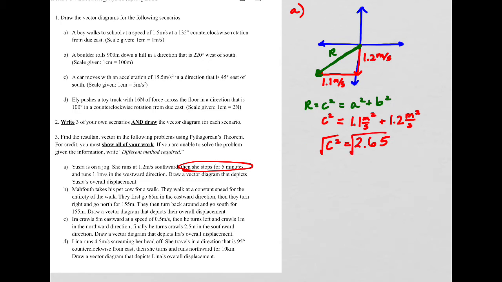Take the square root of both sides, I get that c equals 1.63 meters per second, which is equal to r. So our resultant is 1.63 meters per second. And in this lesson, I wasn't asking you to find the direction. I was only asking you to find the magnitude. So we're not going to find the direction for this one. You were only asked to find the magnitude.